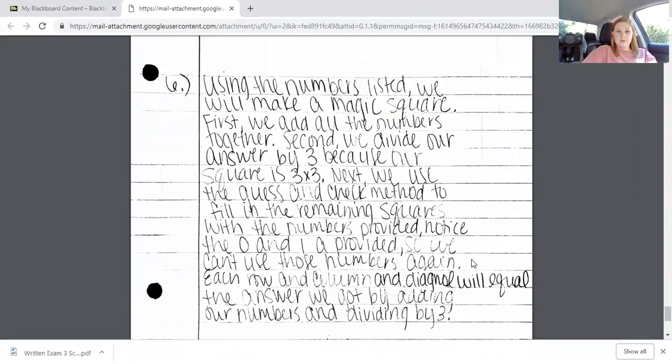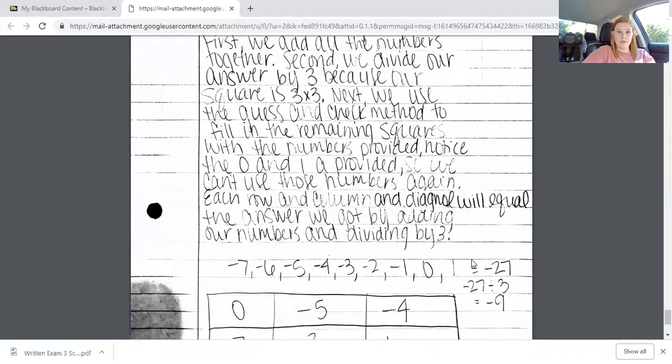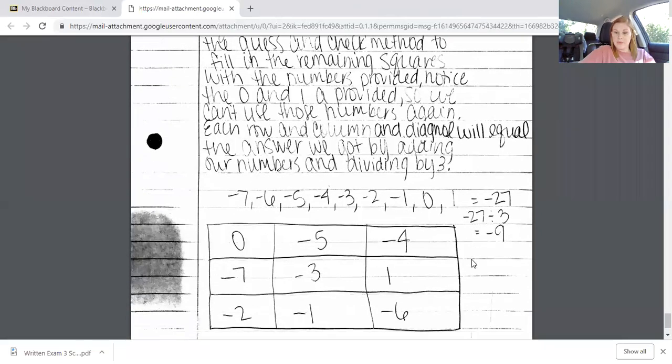And for the last one, it says to use the numbers listed, we will make a magic square. First, we will add all of the numbers together. Then divide our answer by 3 because our square here is a 3 by 3. Next, we will use the guess and check method to fill in the remaining squares with the numbers provided. Notice that the 0 and the 1 are provided for us, so we cannot use those numbers again. Each row and column and diagonally will add up to equal the answer that we got by adding our numbers and dividing it by 3.